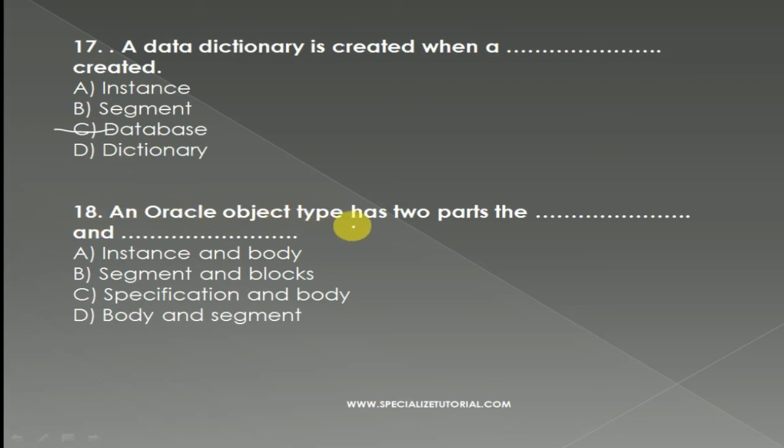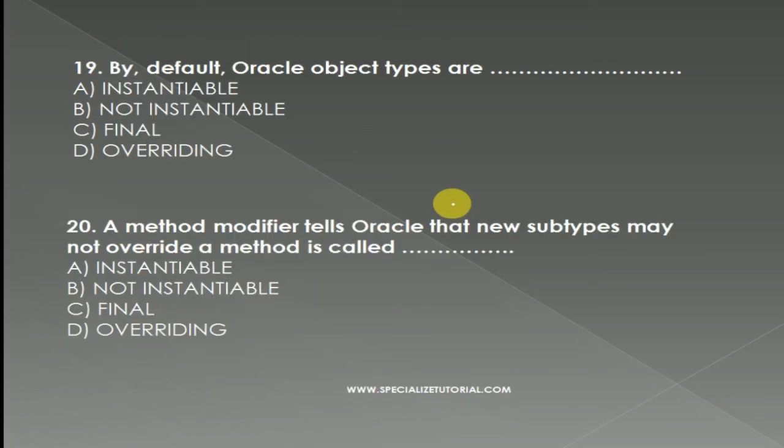An Oracle object type has two parts. The options are segment and block, instance and body, specification and body, and body and segment. So an Oracle object type has two parts. The first is specification and the second is body. So C is the right answer, specification and body. Now take question number 19.